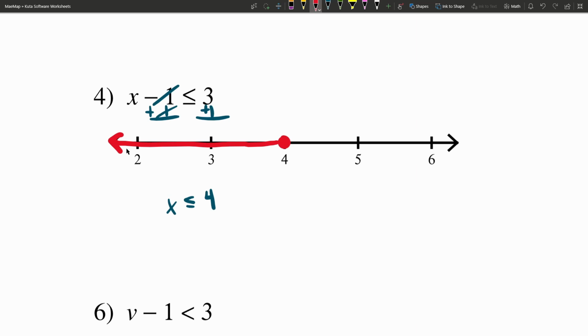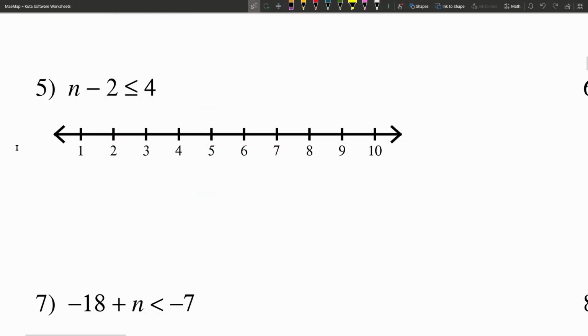Let's move on to number 5. In number 5, n minus 2 is less than or equal to 4. Well, our variable in this problem is n as opposed to x, but we solve it the same way. We're going to be adding 2 to both sides since this 2 is negative, since it's subtracted. So -2 plus 2 is 0 to leave me with our variable n, which is less than or equal to 4 plus 2, which is 6.